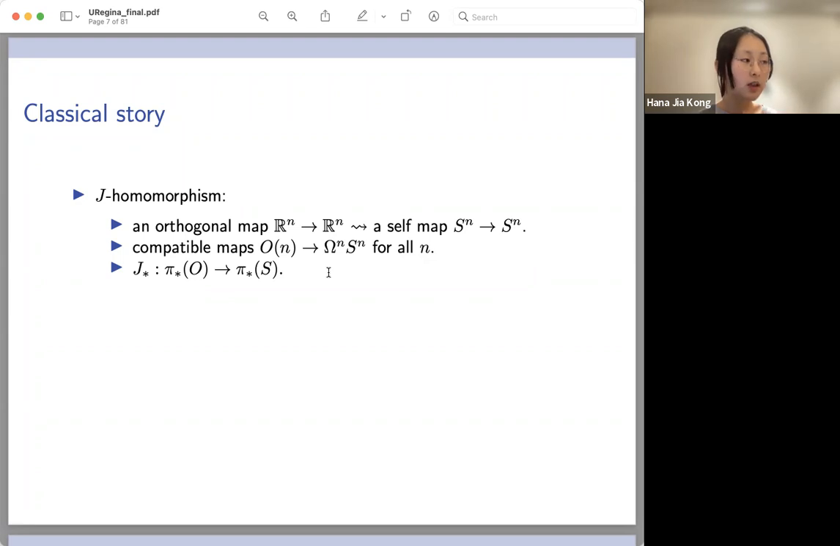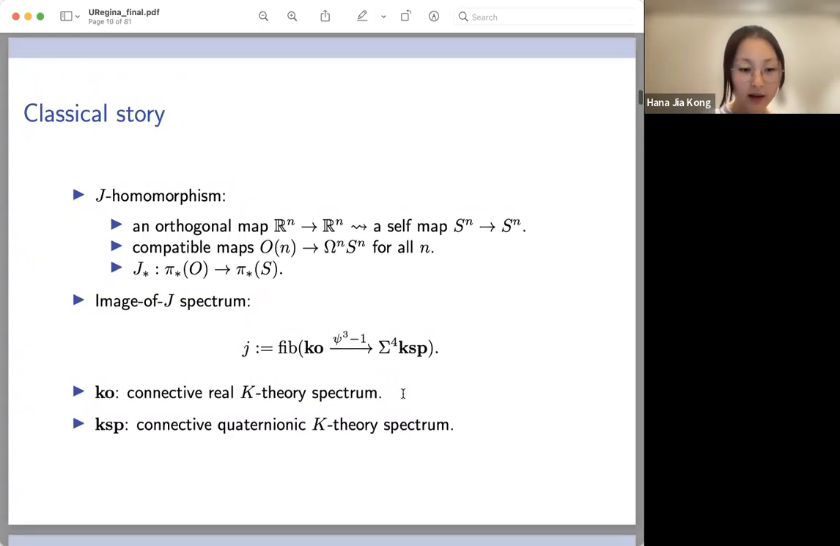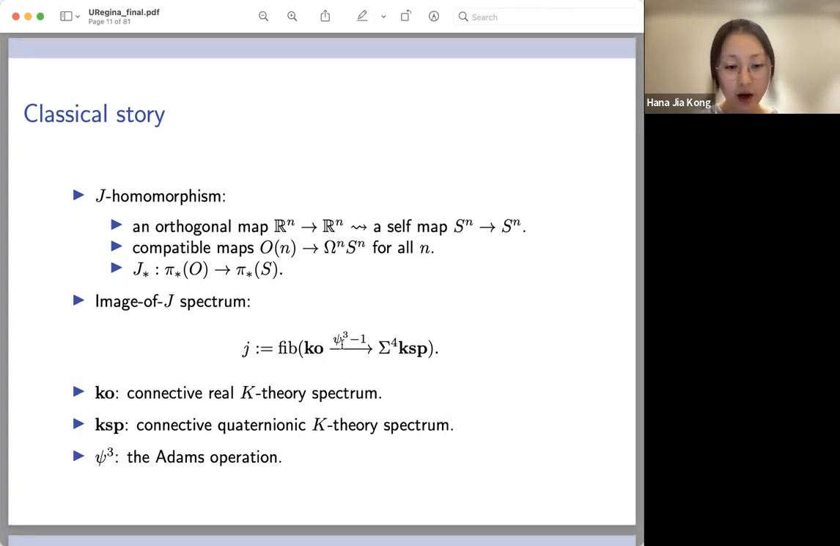This J homomorphism is important because it is some geometric thing, and also it detects certain elements in the stable homotopy groups of the sphere. And later, a spectrum called little j spectrum or image of J spectrum is constructed. It is constructed such that its homotopy groups see the image of this J homomorphism, and it is defined to be the fiber of this map. Everything is 2-local here in this definition. Let me explain what the notation means. Here KO is the connective real K-theory spectrum, and KSp is the connective quaternionic K-theory spectrum, and this ψ^3 is an Adams operation. So the classical little j is defined to be the fiber of this map.